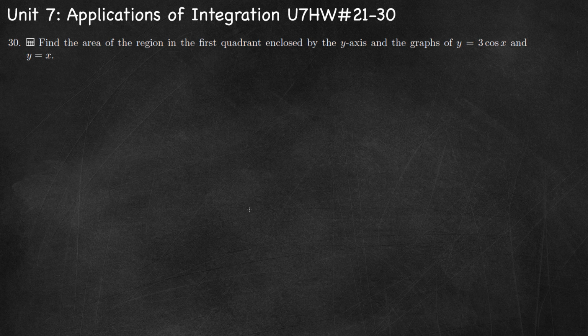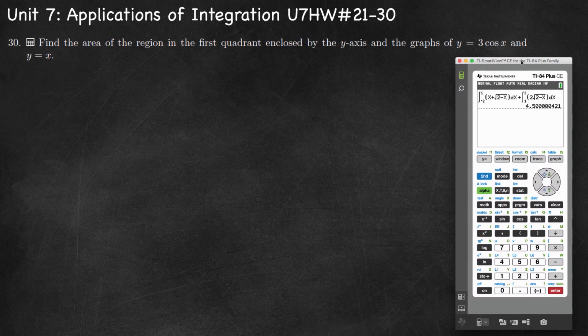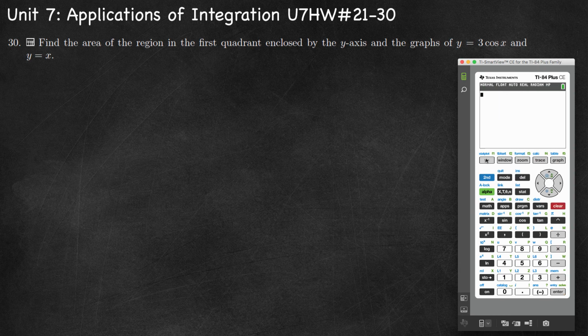And number 30, find the area of the region in the first quadrant enclosed by the y-axis and the graphs of y equals 3 cosine x and y equals x. So this is a calculator active one. Let's go ahead and see how we would do these on the calculator. First thing we want to do is figure out what the graph looks like. So I'm going to enter 3 cosine x. Make sure you're in radian mode, and then just y equals x.